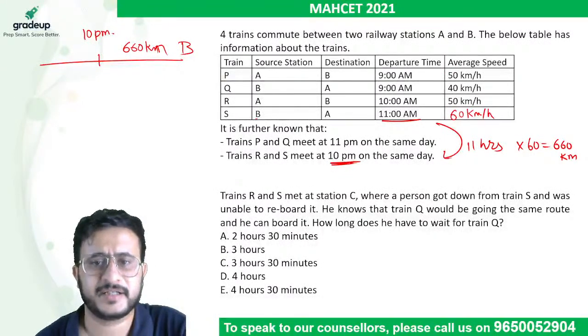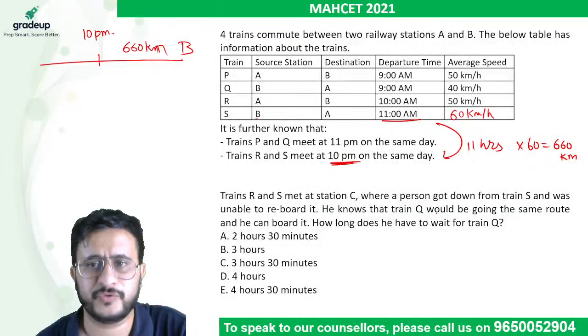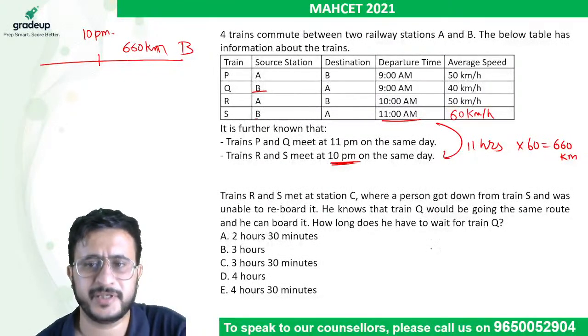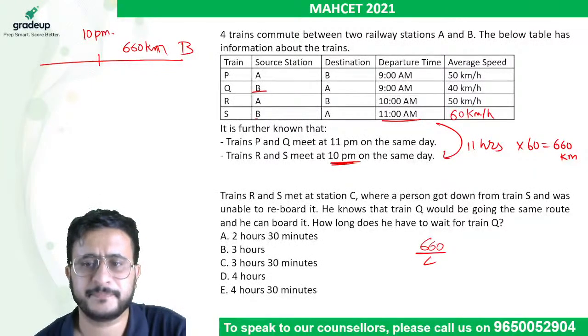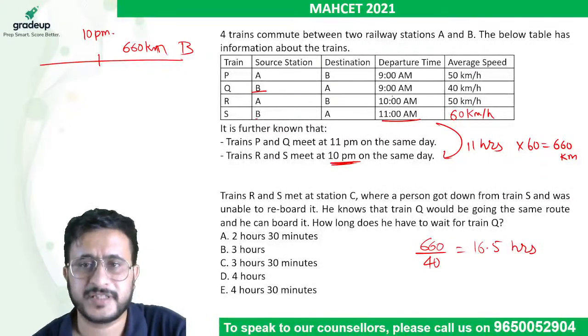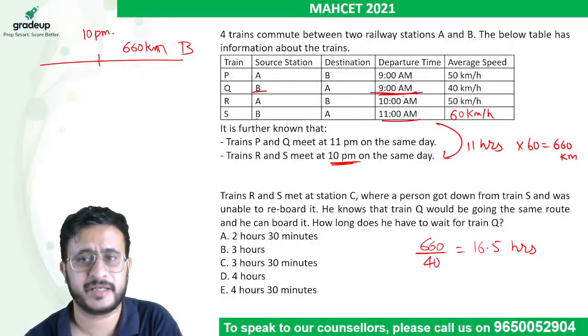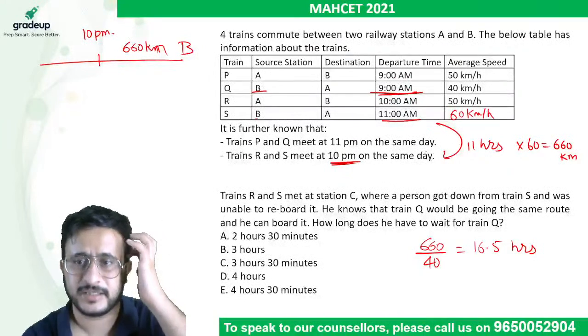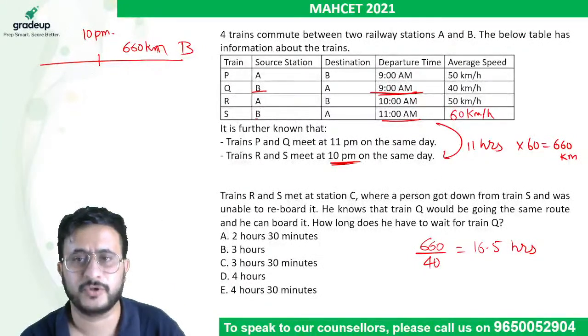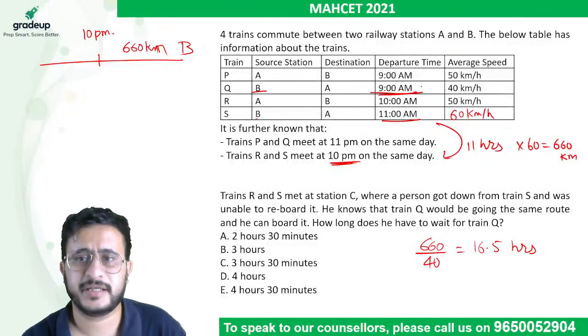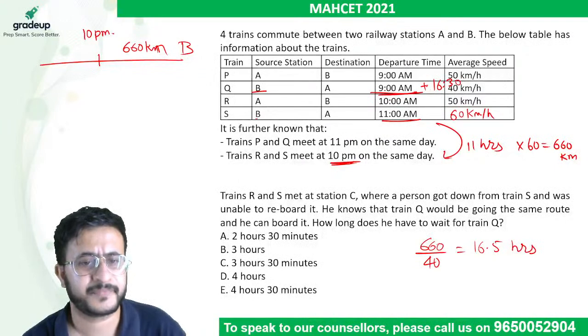Now it is saying that he left the train. Now train Q will be going on that same route. So for train Q, this distance is 660 kilometers. 660 divided by 40, how much will you get? You will get 16.5 hours, right? Remember, Q is not starting at the same time. Q is starting at 9 a.m. So do not say you will get 5 hours 30 minutes. No, it is starting at 9 a.m. 9 a.m. plus 16 hours and 30 minutes, how much will you get?